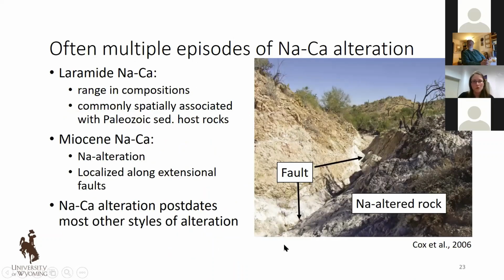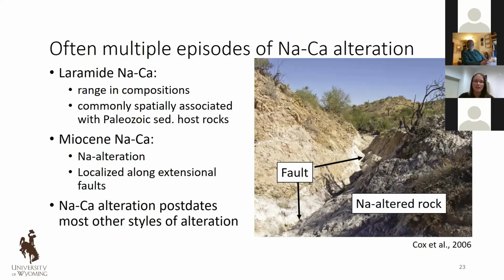One other thing that really jumped out about the sodic calcic alteration in the Laramide systems was that there's often multiple episodes of sodic calcic alteration in a given district. We would have sodic calcic alteration that showed good spatial association with these Laramide plutons, where we interpret that, likely, external fluids are being circulated by the thermal input of those intrusions. Those showed a broader range in composition, from albite epidote through plagioclase actinolite to the diopside or garnet bearing assemblages. And they're commonly spatially associated with Laramide stocks that happen to intrude Paleozoic sedimentary sections.